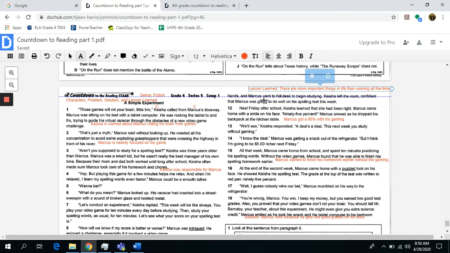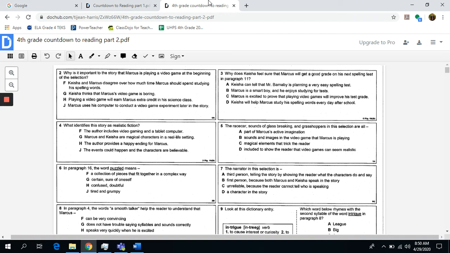Now we're going to flip over to our questions. Our first question is going to be question number 4. Remember, we're working with the relationship of ideas. What identifies this story as realistic fiction? F. The author includes video games in a tablet computer. G. Marcus and Keisha are magical characters in a real life setting. H. The author provides a happy ending for Marcus. J. The events could happen and the characters are believable. So remember, when we're working with discussing our genre, these are things that we can notice while we preview the text. Okay?